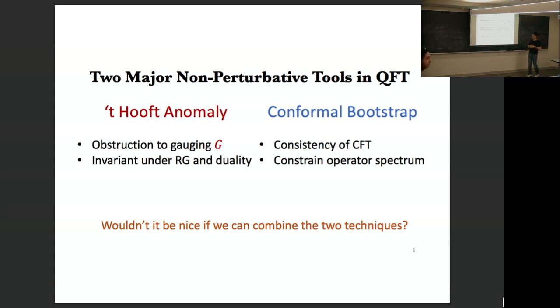So the starting point of the project is that there are two major non-perturbative tools that we use in quantum field theories. The first one is the 't Hooft anomaly. The 't Hooft anomaly of a global symmetry is an obstruction to gauging the global symmetry. This obstruction is robust under RG flow, and it should be matched in any proposed duality. The second tool is the conformal bootstrap, which exploits the internal consistency of CFT to constrain the operator spectrum. The starting motivation of this work is that we would like to combine these two techniques together and see what new things we can learn.